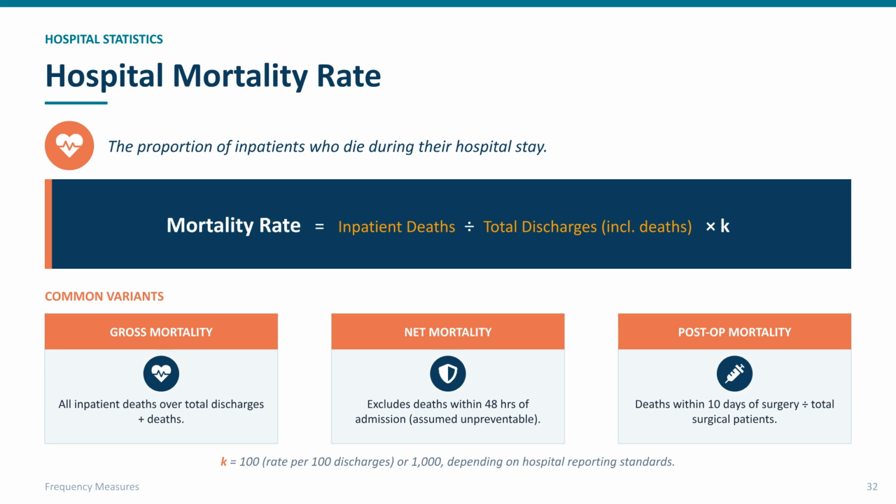The hospital mortality rate represents the proportion of inpatients who die during their stay. It is calculated by dividing total inpatient deaths by total discharges, including deaths, then multiplied by a constant. Variants like gross, net, and postoperative mortality provide more specific insights into hospital performance.